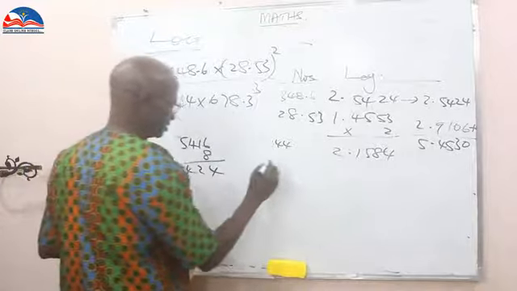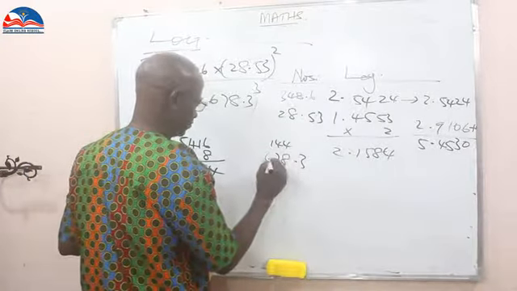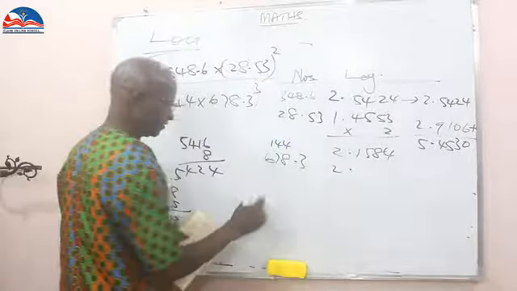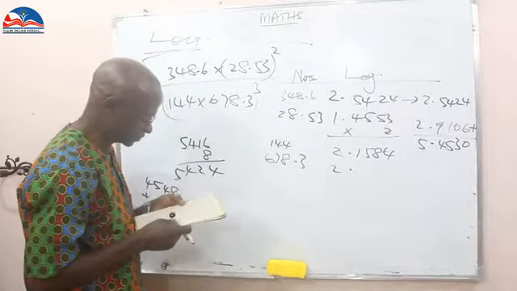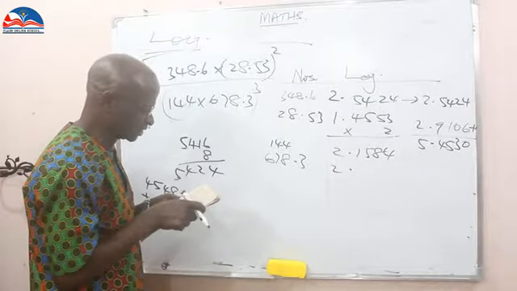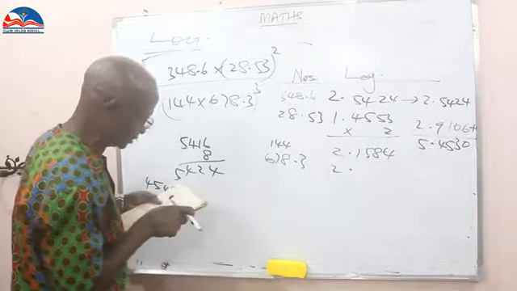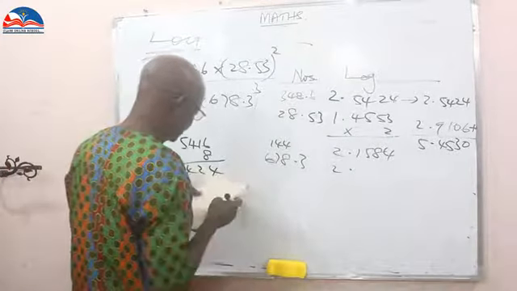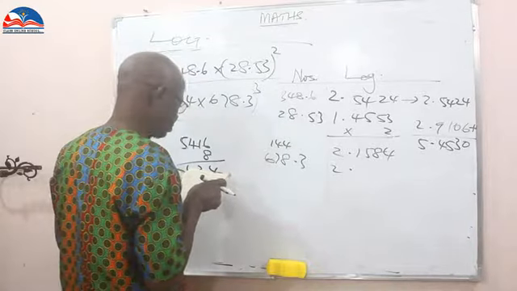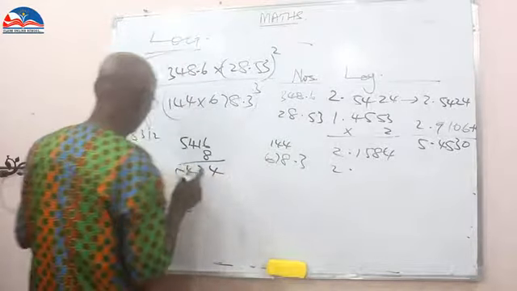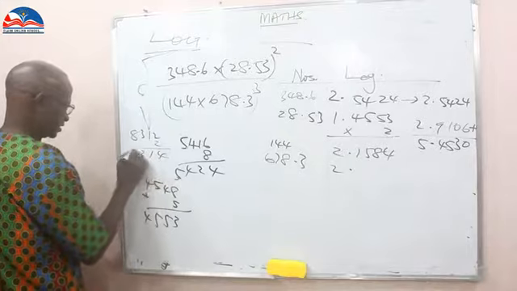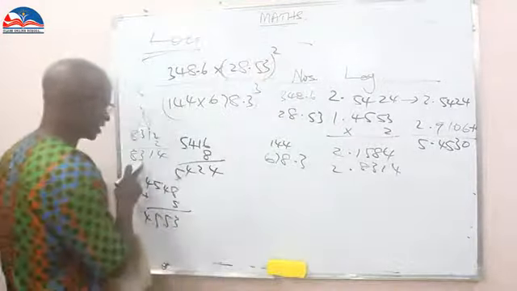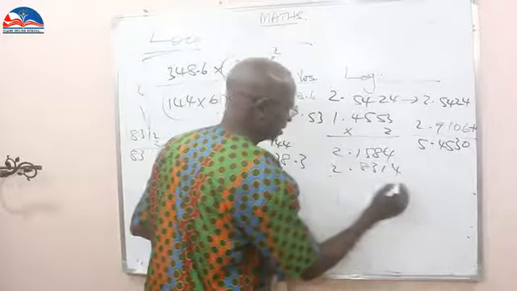Now look for 6, 7, 8. This is 8.3, whole cube it because it's cube. The characteristic again is 2. Look for 67 under 8. 67 under 8 gives us 8312. The difference 3 is 2. So 8314. This was 8314, correct.